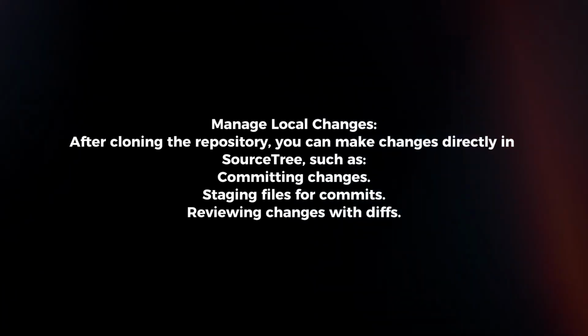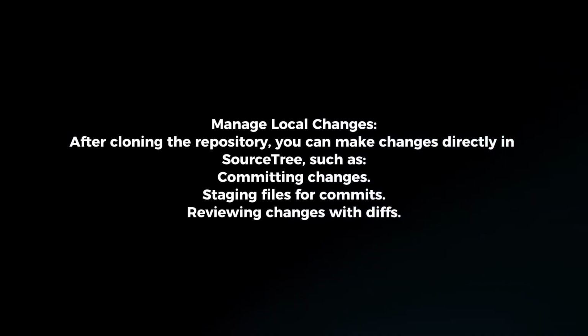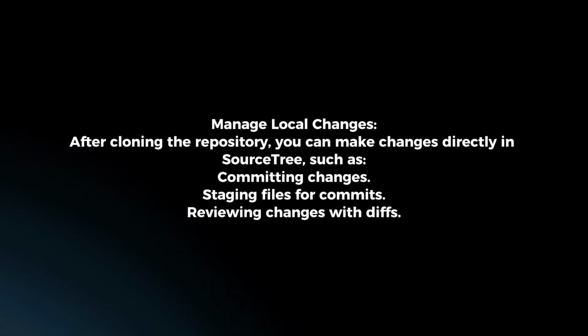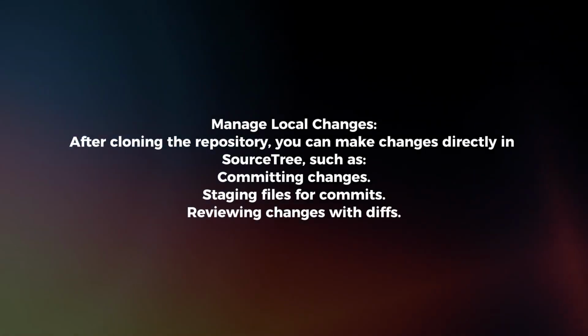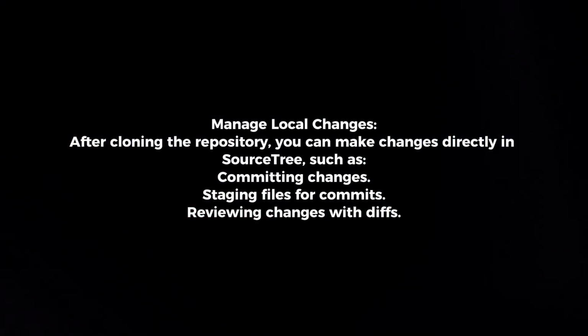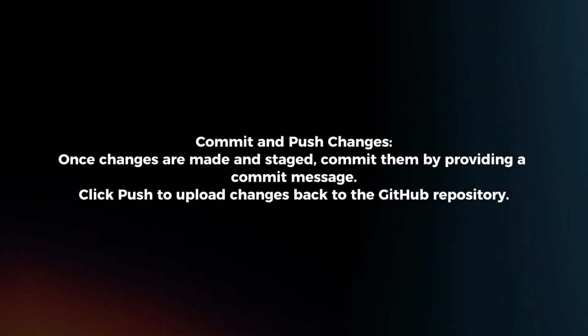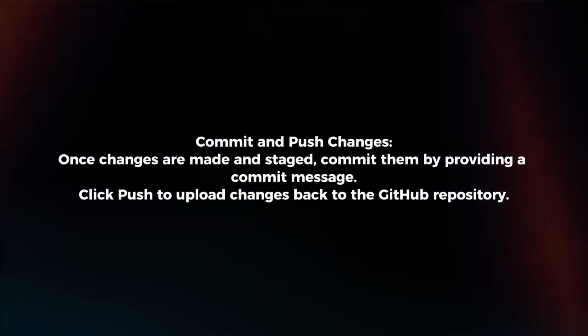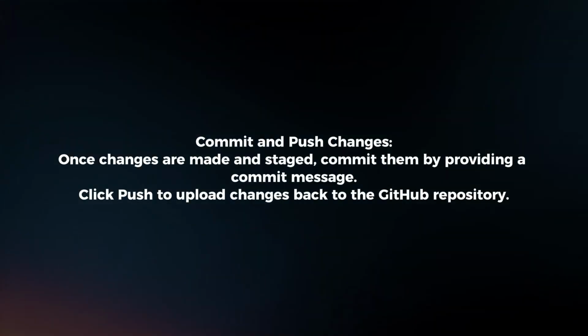Manage local changes. After cloning the repository, you can make changes directly in SourceTree, such as committing changes, staging files for commits, reviewing changes with diffs, commit and push changes. Once changes are made and staged, commit them by providing a commit message. Click Push to upload changes back to the GitHub repository.